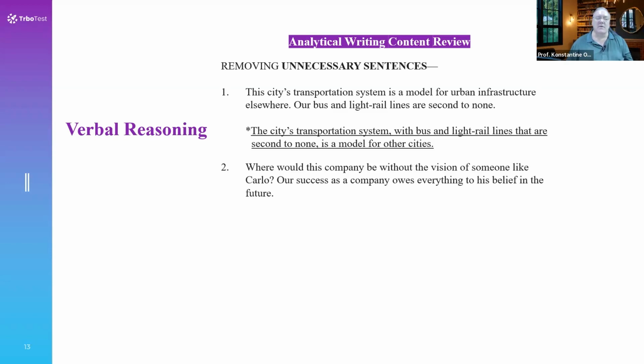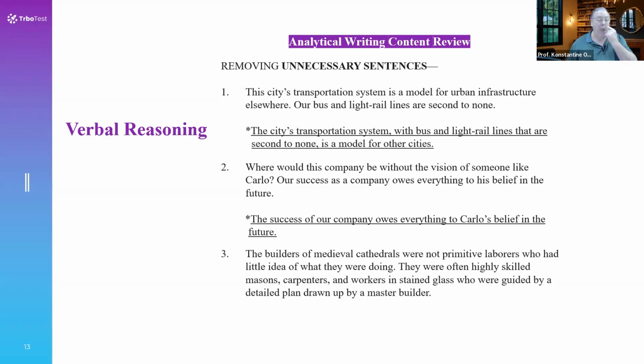Where would this company be without the vision of someone like Carlo? Our success as a company owes everything to his belief in the future. The success of the company owes everything to Carlo's belief in the future. Nice, clean, straightforward. Number three, the builders of medieval cathedrals were not primitive laborers who had little idea of what they were doing. They were often highly skilled masons, carpenters, and workers in stained glass who were guided by a detailed plan drawn up by a master builder.